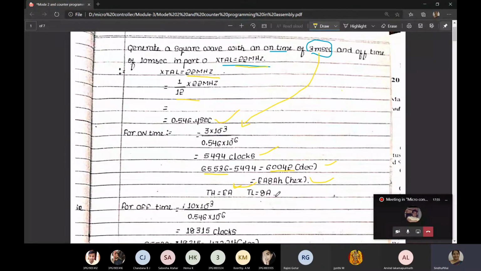These are the values that are to be loaded into the timer to get a 3 milliseconds delay. That is important, and this is only for the T on time, that is the high pulse. Till what time the square wave should be high. Next we have to find to what time the square wave should be low, that is the off time. For the off time they have given 10 milliseconds.